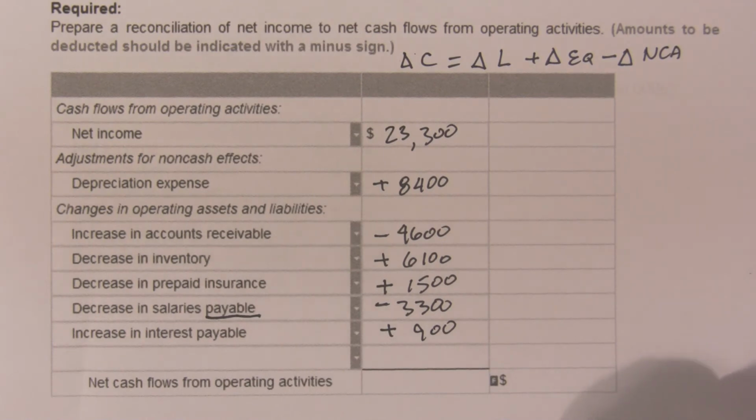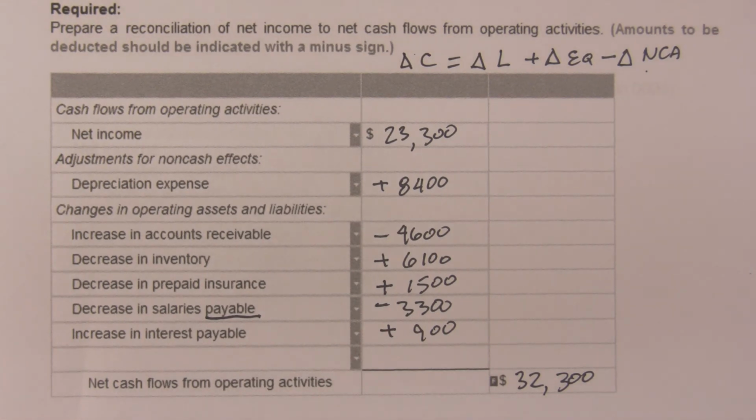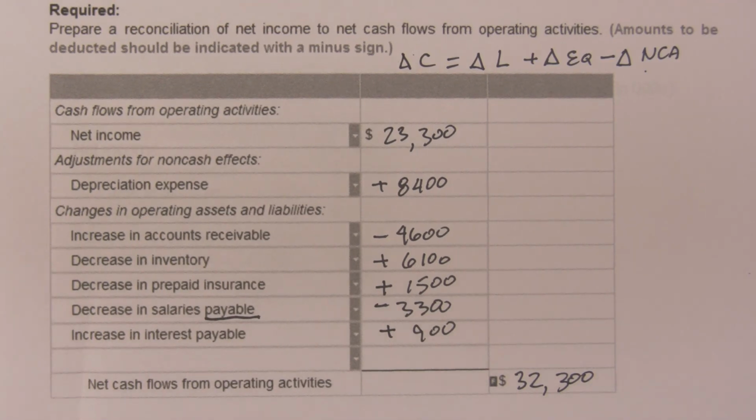Our reconciled cash balance, or our cash balance reconciled to net income, is $32,300. Make sure you almost commit to memory that relationship, that formula. Cash changes directly with the change in liabilities. Cash changes directly with the change in equity, and cash changes in the opposite direction of the change of non-cash assets.